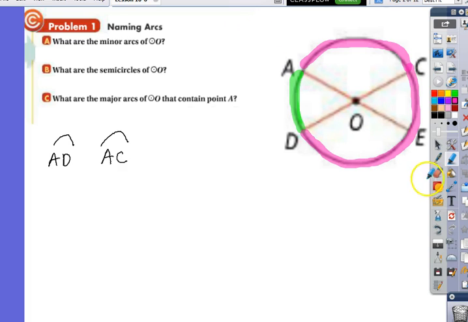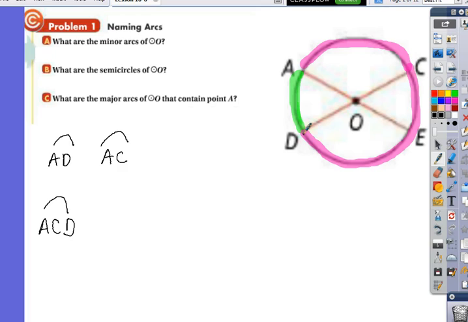If I just put the points A and D, I'm always going to go the shortest route between those 2 points. However, if I need to go the other direction, if I need to talk about this pink arc, then I need to start at A, and I need to include a letter that's not in the direction of D. So I could include either C or E. Now the first letter is where I start, the second letter is the direction I trace along the circle, and the last letter is where I end. So the pink arc could be described by ACD.